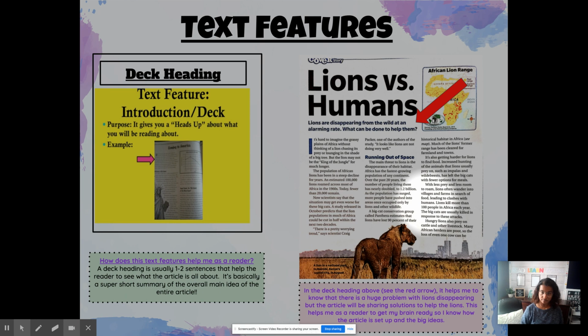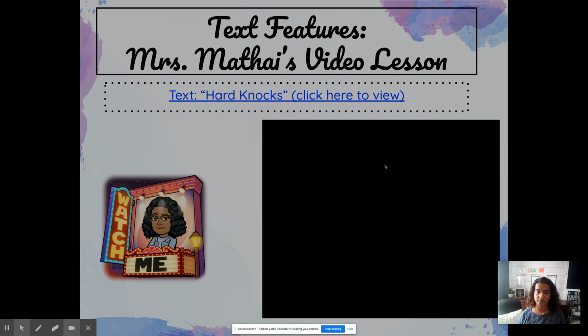Okay, now I'm going to be honest and tell you, if you read this deck heading, you read those subheadings, and you read that title, there is no way you'll ever mess up main idea. No way, because those tell you the main idea. This is the main idea of the entire article, and kind of so is that. And then this, Running Out of Space, is the main idea of just that section. So if your teacher ever says, hey, what's the main idea? Really look at those text features, and that's a way to work smarter, not harder.